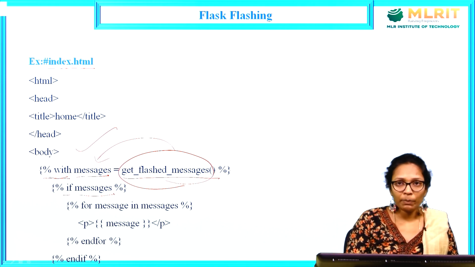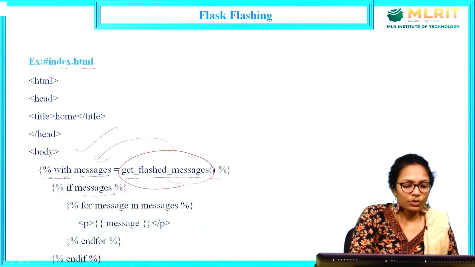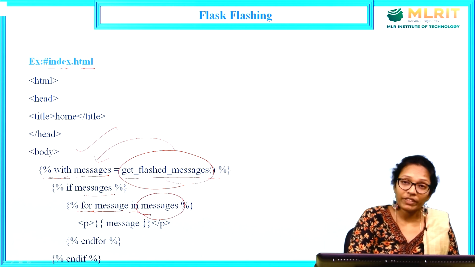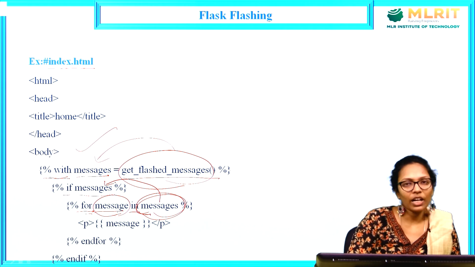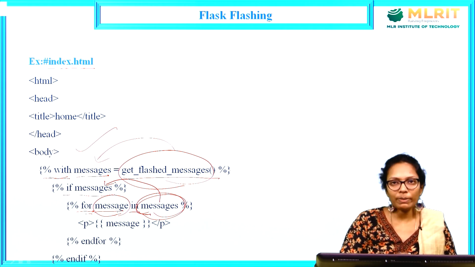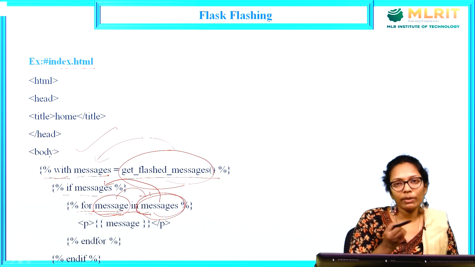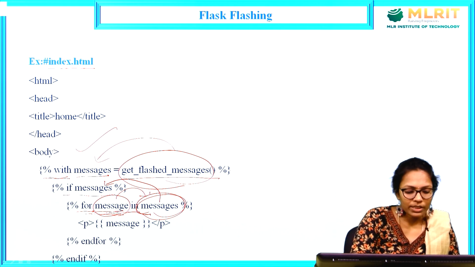So yes, in our program we have one message if the password is correct, right? So if messages, then for message in messages. If we have multiple messages, you are going to iterate over them using a for loop. Every time, message is a variable, and messages is the variable we already have. Messages will contain all the messages, but what will message contain? It will take one value at a time from messages. But in our program, we have only one flash message, so this loop will be repeated only once. Now, what are the messages that I am printing here?